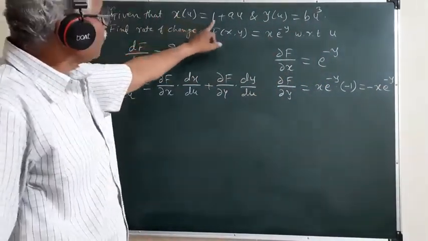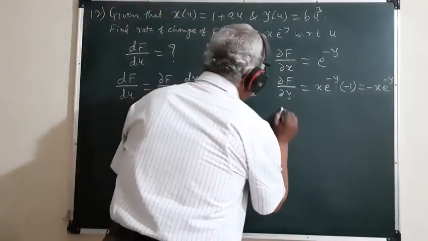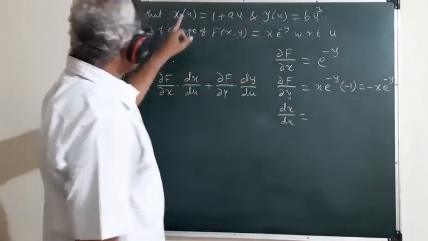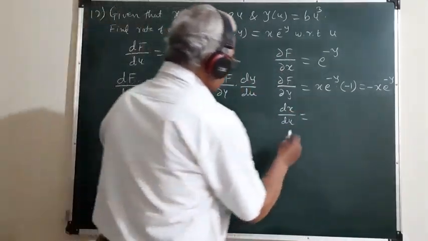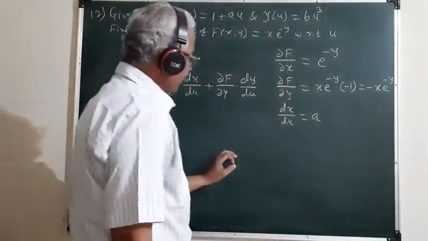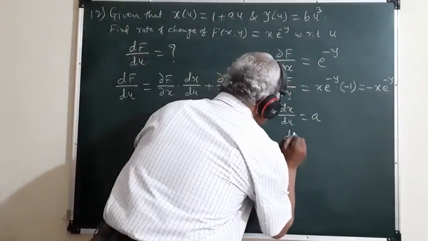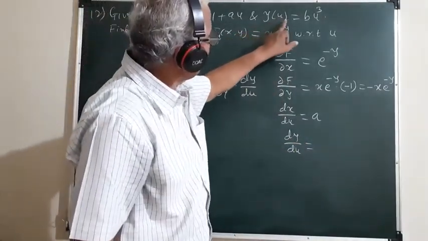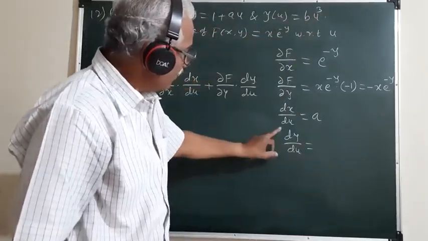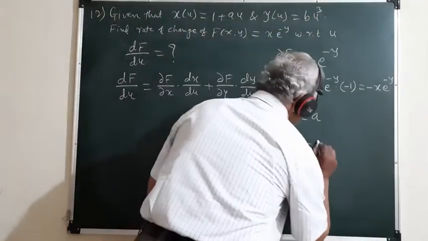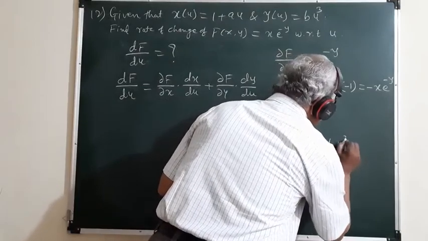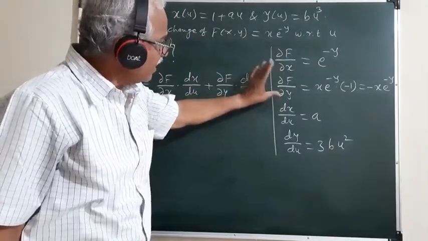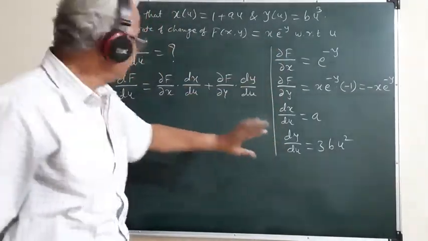Since x(u) is equal to 1 plus au, differentiating x with respect to u, we get dx by du is equal to a. Since y(u) is equal to bu cube, dy by du is equal to 3bu square. So we use these expressions for dou f by dou x, dou f by dou y, dx by du and dy by du.